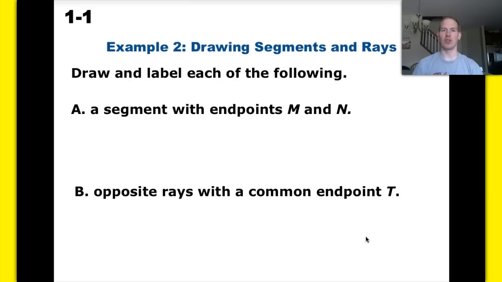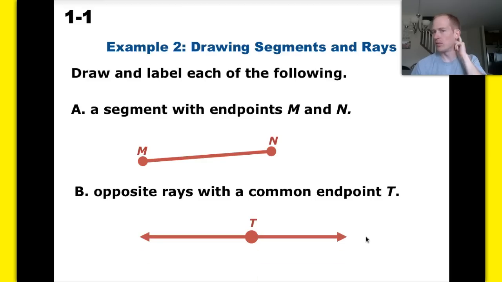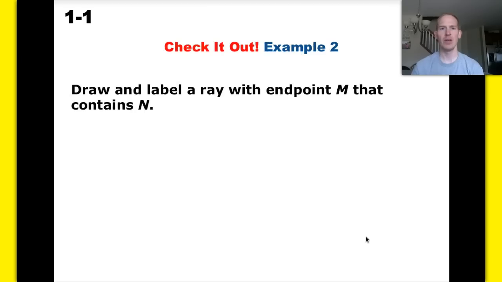Draw and label each of the following. A segment with endpoints M and N. Shouldn't be too hard. It looks like that. Opposite rays with a common endpoint T. So opposite rays go opposite directions, and the common endpoint T has to be in the middle. Draw and label a ray with endpoint M that contains N.